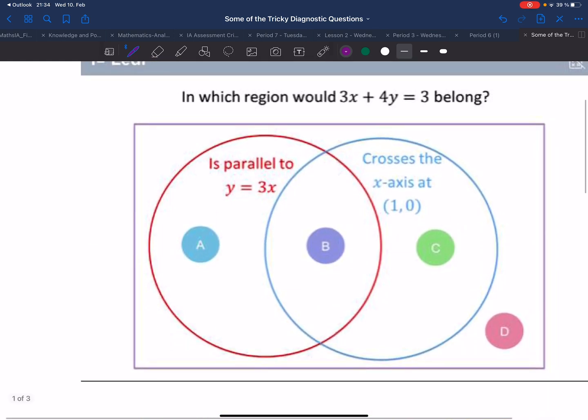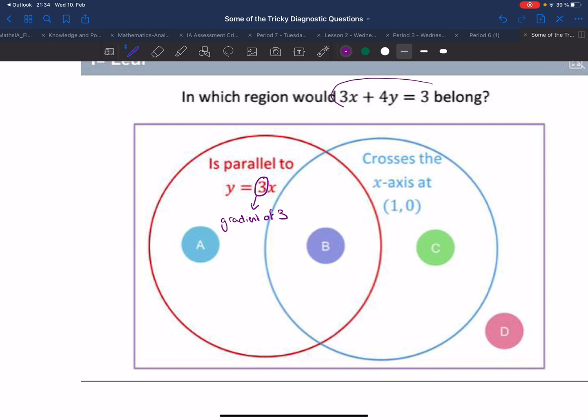Right, the next question asks us to look at the line 3x plus 4y equals 3. And it's trying to decide, is it parallel to 3x? And does it cross the x-axis at (1, 0)? To know whether it's parallel to 3x, what we're saying is if it's parallel to 3x, it's going to have the same gradient as 3x. So it's really asking, does it have a gradient of 3?